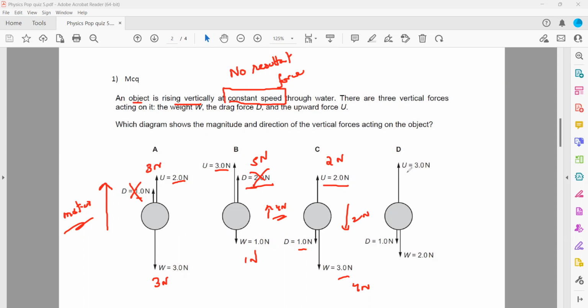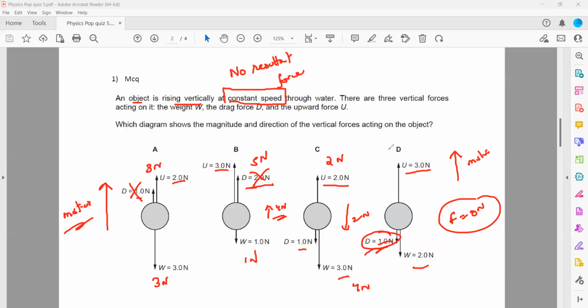And when we check option D, 3 Newton upward, 1 and 2 downward. So what is the resultant force? The resultant force is 0. So if the resultant force is 0 and the direction of the drag is also correct, the object was moving up, the direction of the motion is up, and the drag is opposite, which is downward. So this object will rise with a constant speed.